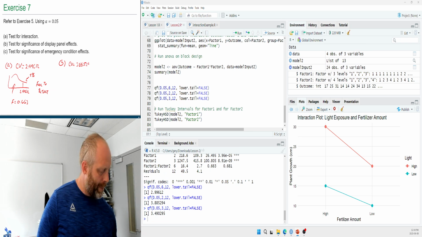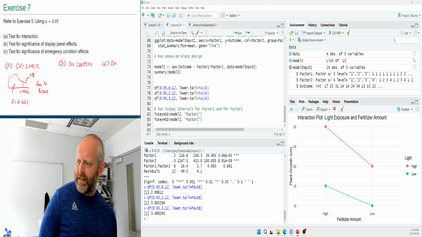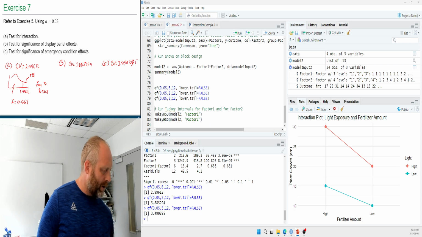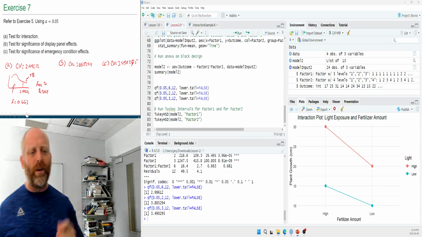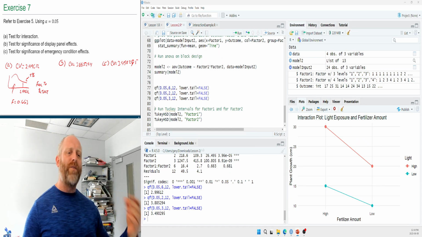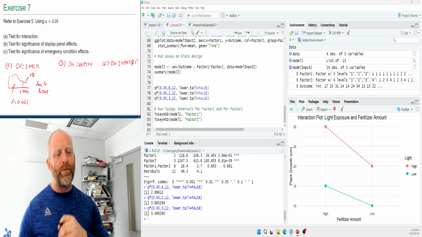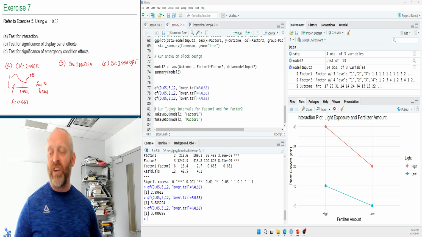5,294. And for C, my critical value in this case is 3.49, 295. There we go. So that is the starting point. So any F values to the right of that would fall into my rejection range. Anything to the left of that would fall into my fail to reject range.